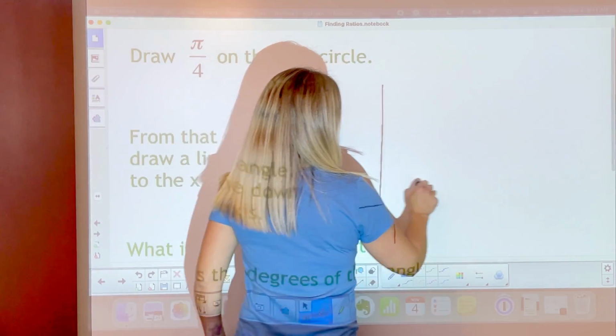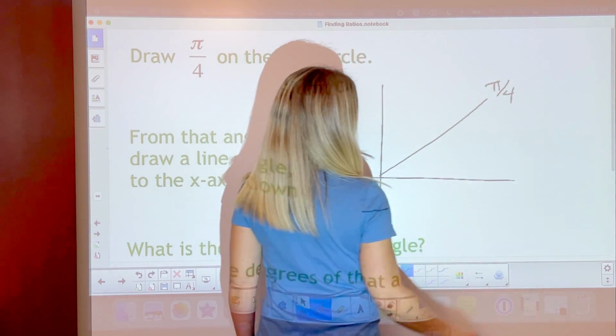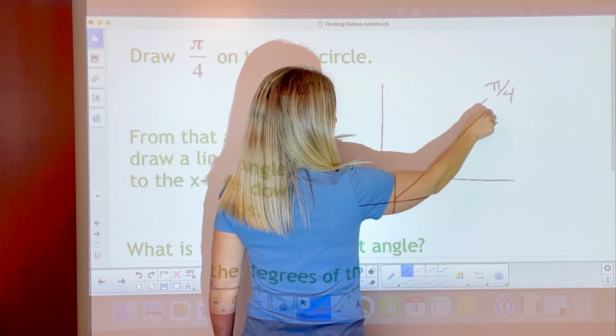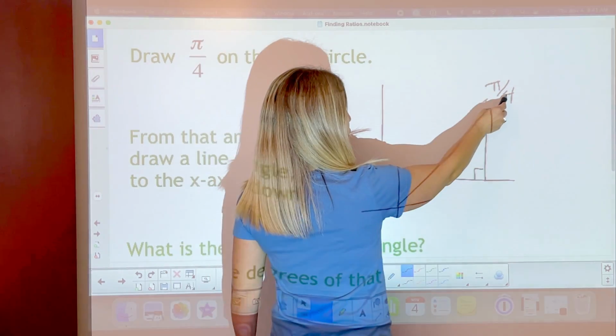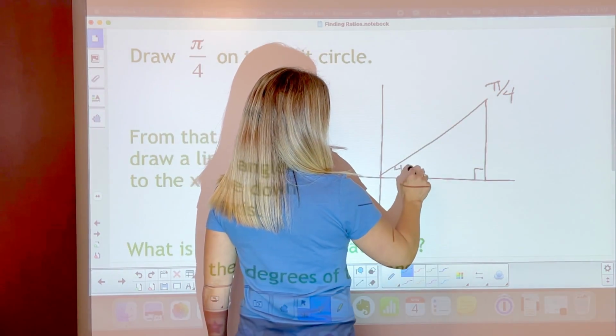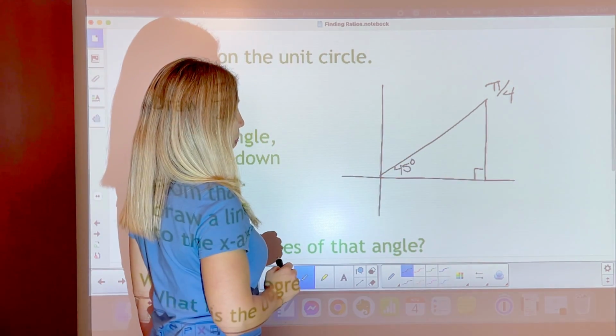So pi over 4 we know is in quadrant 1. This is pi over 4, right? That's the pi over 4 spot. What you're going to do is draw a line down to create a right triangle. And pi over 4, again, hopefully you remember, is your 45 degrees relationship.